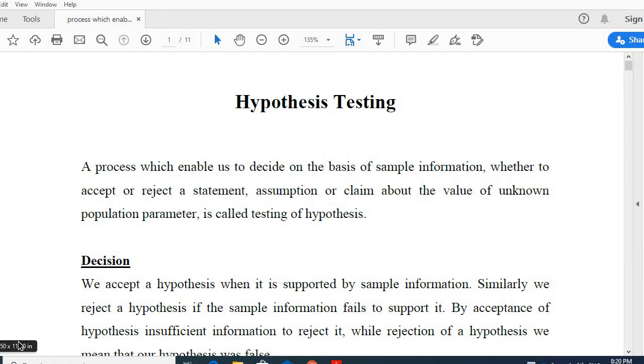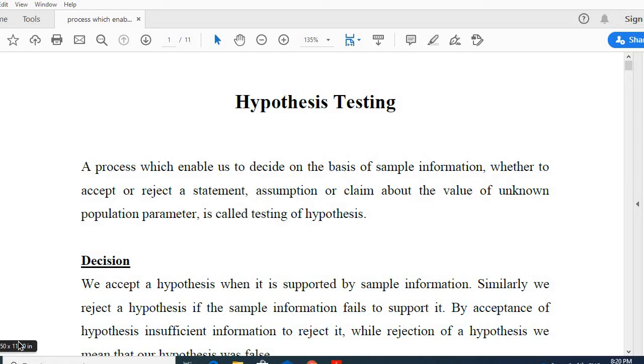Now listen attentively. A process which enables us to decide on the basis of the sample information whether to accept or reject a statement, assumption or claim about the value of an unknown population parameter is called testing of hypothesis.